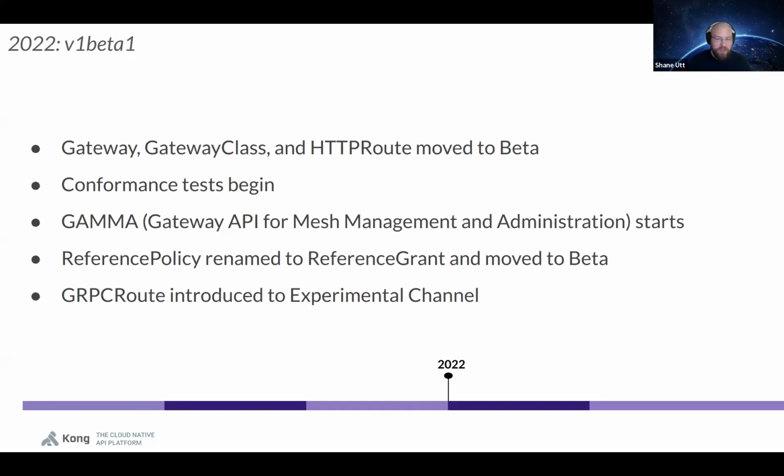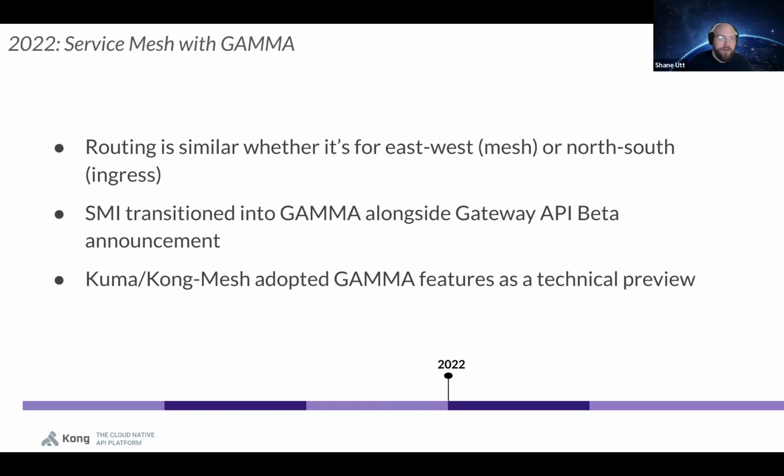GRPCRoute got to the experimental channel at this time, and I would say it's probably the most mature route other than HTTPRoute at this time, in terms of the number of implementations implementing it and tests for it. One more year ahead, we're in 2022.